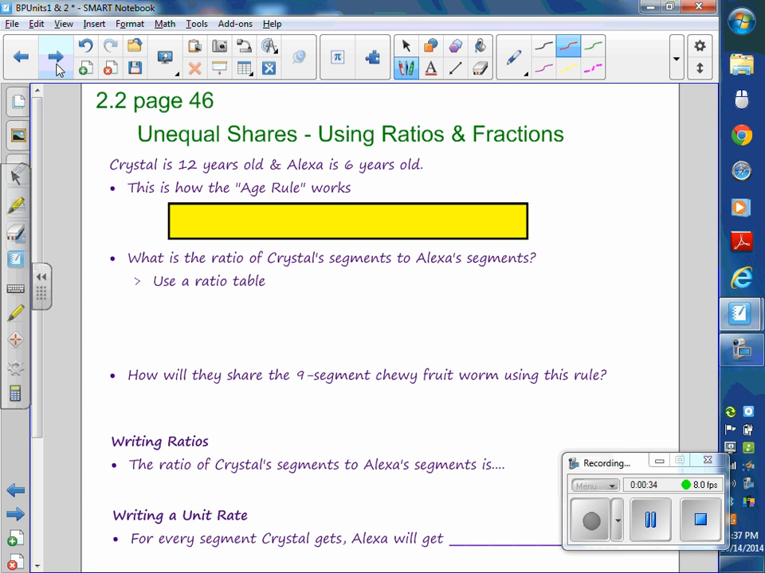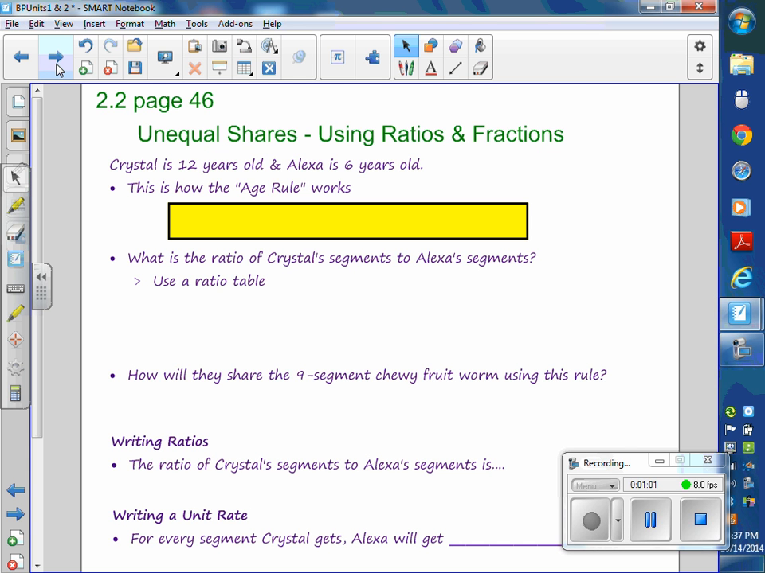And in this problem, it talks about kids, and sometimes because one kid's older, the older kid might get more than the younger kid. And so that's the idea for the age rule, and I'm going to explain how it works. So Crystal's 12 years old and Alexa is 6 years old. So the age rule works like this. Crystal's always going to get twice as much as Alexa.